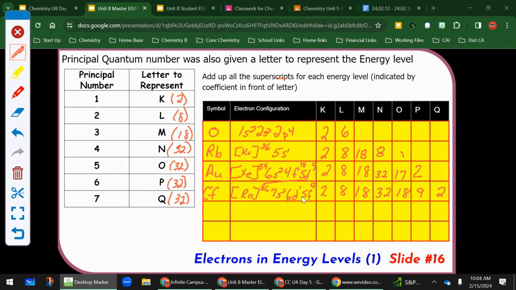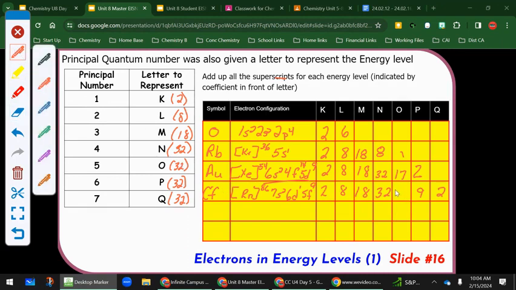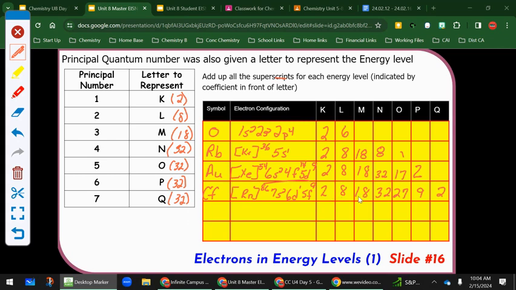Where does the 5f9 go? In the O. So instead of 18, it becomes 27. 2 and 8, 10, 28, 60, 88, 87, sorry, 96, 98. You have accounted for every single electron. Questions?